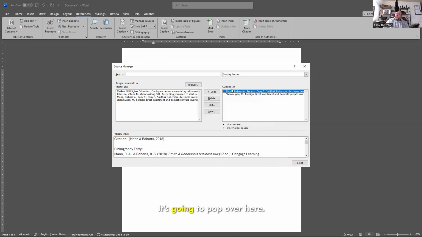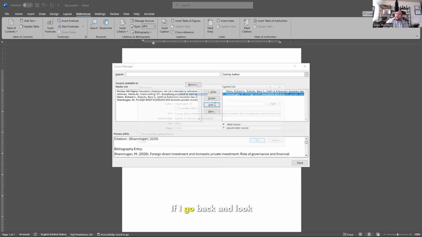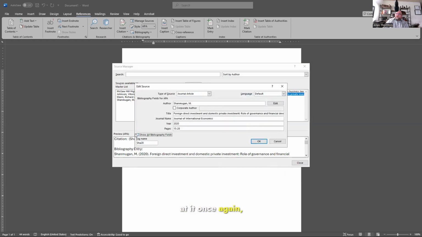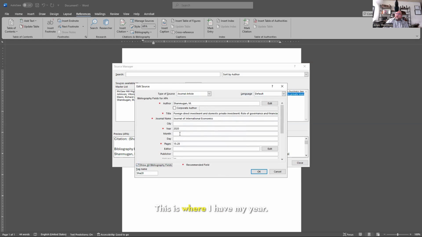When you do that, it's going to pop over here. All right, you'll have it right here. That's your current list, and that's the ones you're using. Okay, and same thing with this one. If I go back and look at it, once again, check all bibliography fields. This is where I have my year I can put in.